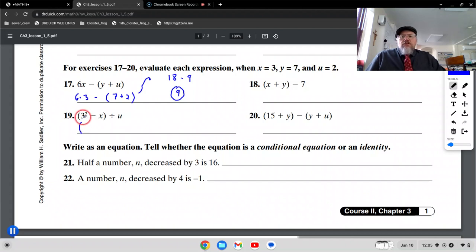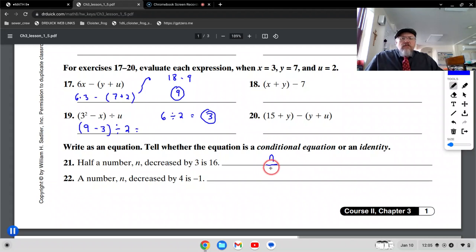I'm going to go ahead and just do this one because it's independent. 9 minus my x, which is 3, divided by my u, which would be 2, right? So it's 6 divided by 2. The answer for that would be 3. Nice. Write it as an equation and tell whether the equation is a conditional equation or an identity. Conditional means you're actually an algebraic equation. This is half a number, n.